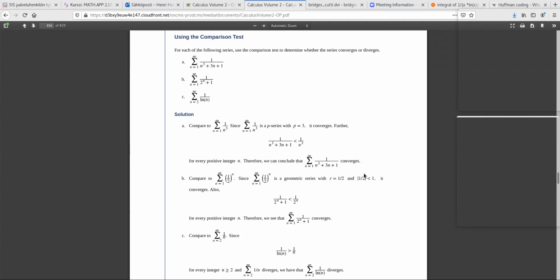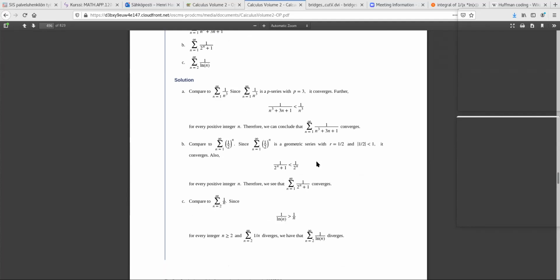And let's take a look at that C. We have this 1 over logarithm of n. Well, we know that the logarithm of n is going to be smaller than n. So 1 over the logarithm of n is going to be greater than 1 over n. And because the 1 over n series diverges, then the 1 over the logarithm of n series diverges. So there you have it.